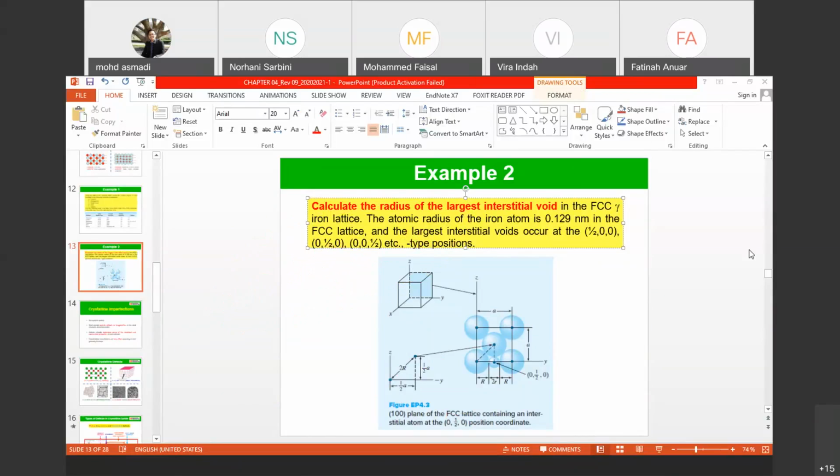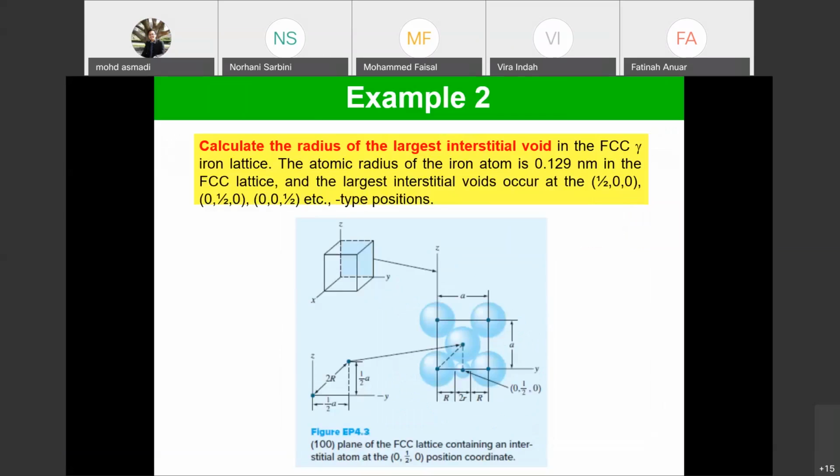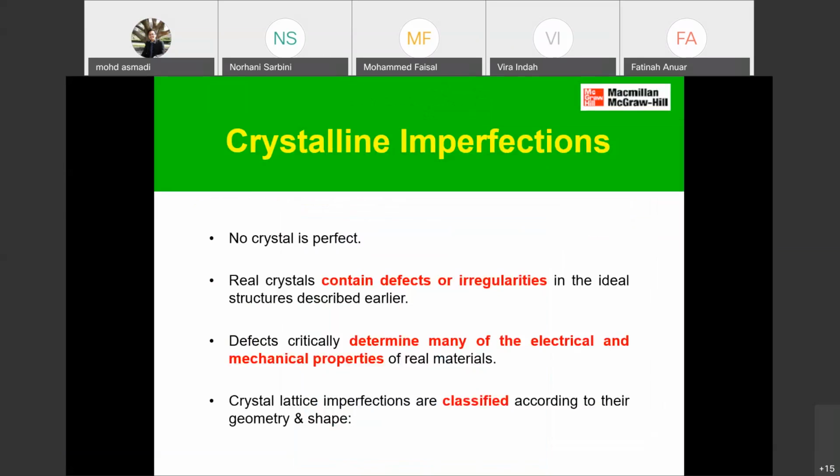Any questions about these examples? I hope everybody can follow. If no questions, let's move to the next part, which is crystalline imperfections.